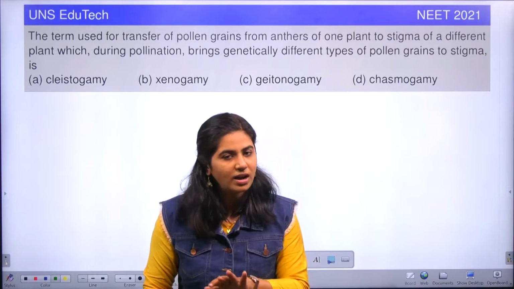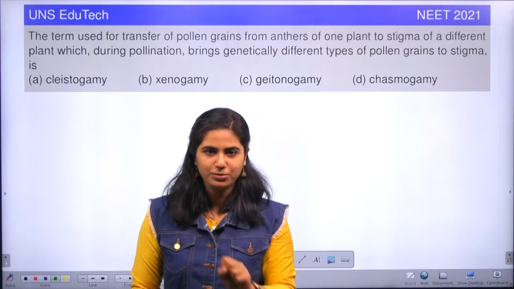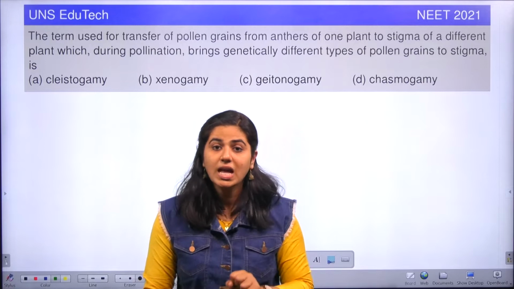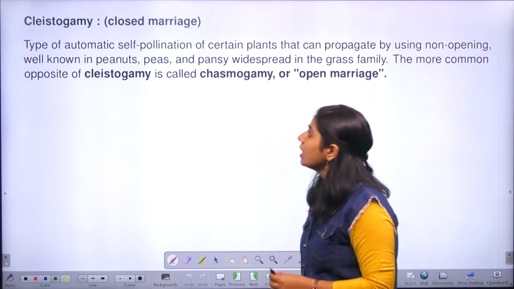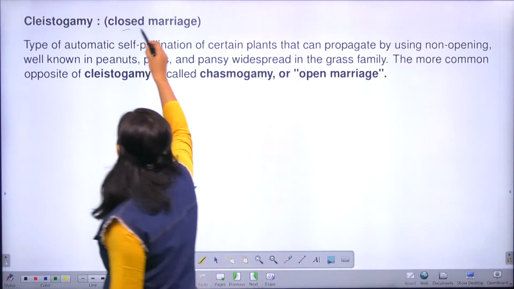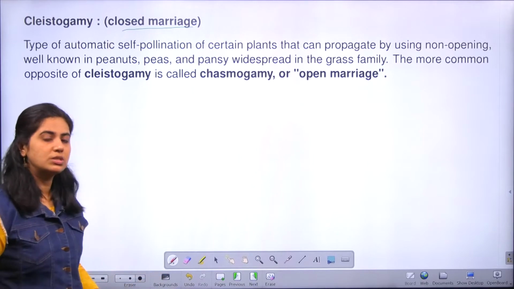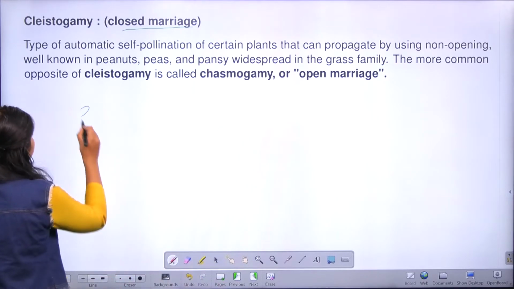So as usual, our routine, we will learn a little about each option and we'll come to the answer. The first option is Clistogamy. So what is Clistogamy? Clistogamy is nothing but what we call closed marriage. What do you mean by closed marriage? Closed marriage is something like self-pollination.